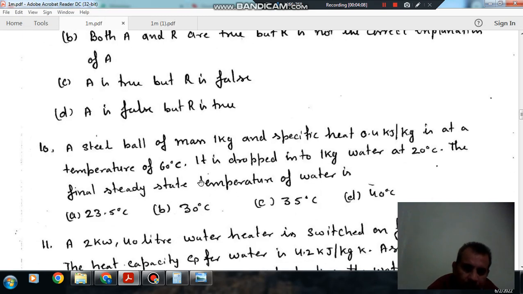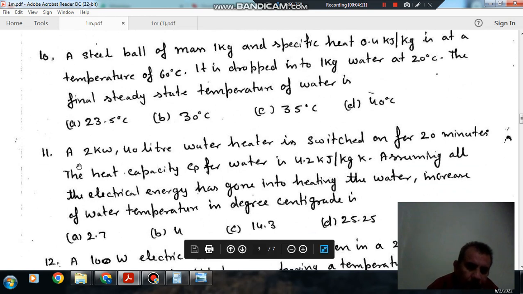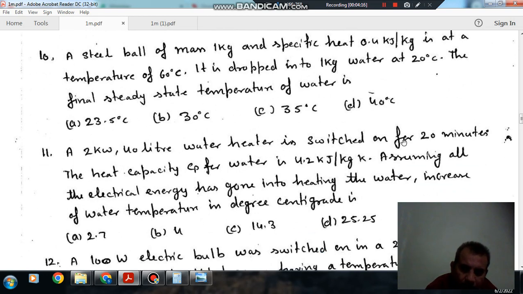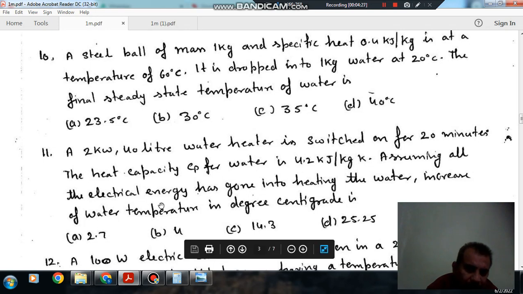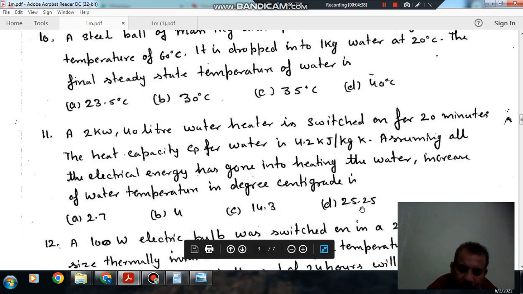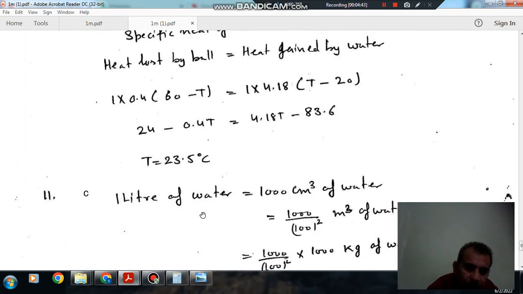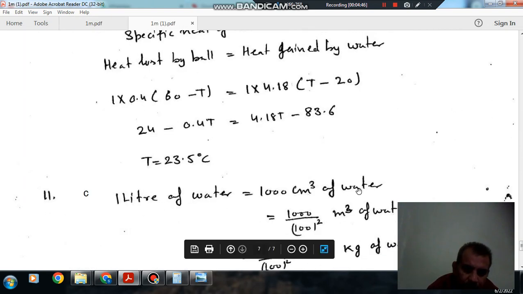Okay. Next, question number 11. A 2 kilowatt 40 liter water heater is switched on for 20 minutes. The heat capacity Cp for water is 4.2 kilojoule per kilogram per degree Kelvin. Assuming all electrical energy has gone into heating the water, increase of water temperature in degrees centigrade is option A 2.7, option B 4, option C 14.3, option D 25.5. So as 1 liter of water is 1000 centimeter cube of water.